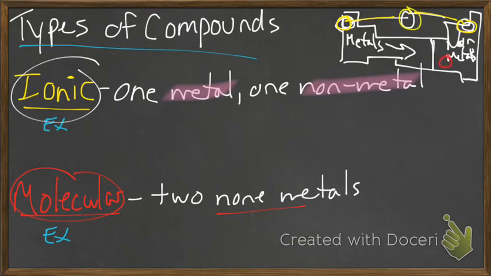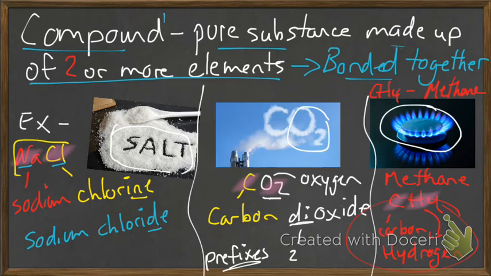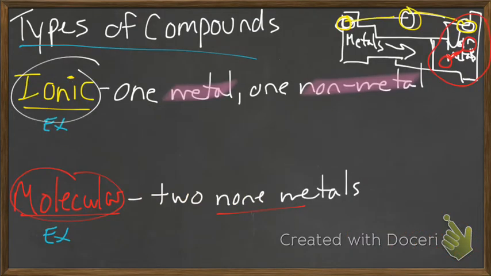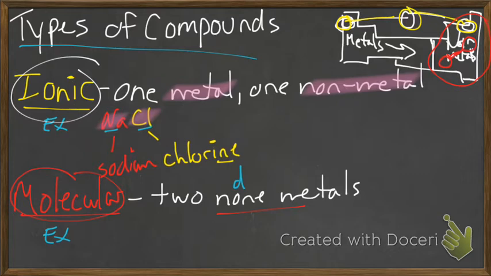Molecular compound would be two nonmetals put together, so they would only be from this side. Examples. So on our previous page, if we look at the first one, NaCl, and in fact, let me copy this whole thing here. Hopefully it doesn't come out too weird. It looks okay. For some reason there's a D here. I'm going to get rid of that.